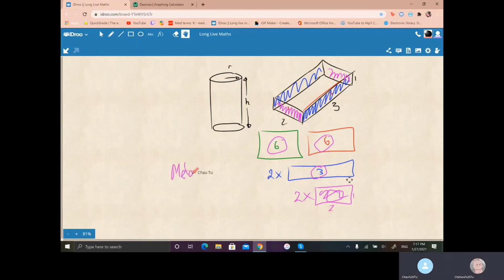Let me think. 12. Yeah, so this will be 12, plus 9. Why 9? 3 times 3 is 9. Why 3 times 3? Because you said 2 times 3. Yeah, 2 times 3 is 6. Oh, oops. 12 plus 6 plus 4. Yeah, 22. So I need a piece of metal where the area is 22.